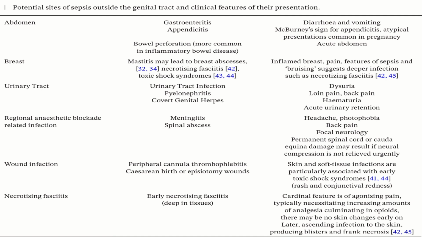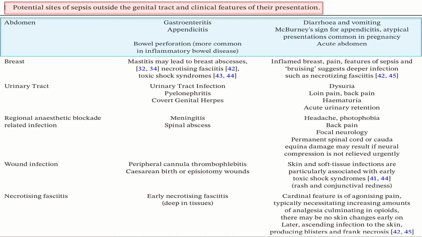When the abdomen is involved, the possible causes include gastroenteritis and appendicitis. Bowel perforation is more common in inflammatory bowel disease, and the clinical features include diarrhea, vomiting, and McBurney's sign for appendicitis. Atypical presentation is common in pregnancy, that is acute abdomen, although McBurney's sign is an atypical presentation.